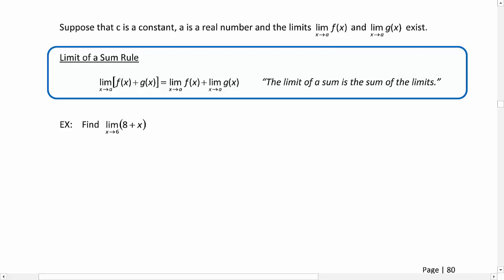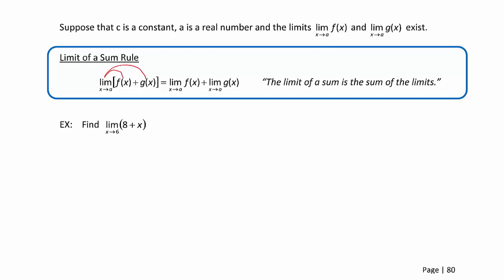It says the limit as x approaches a of two functions being added together, f of x plus g of x, is equal to the limit as x approaches a of the first function plus the limit as x approaches a of the second function. That is, the limit of a sum is the sum of the limits. I think of it kind of as like I'm distributing the limit to each function inside the parentheses.